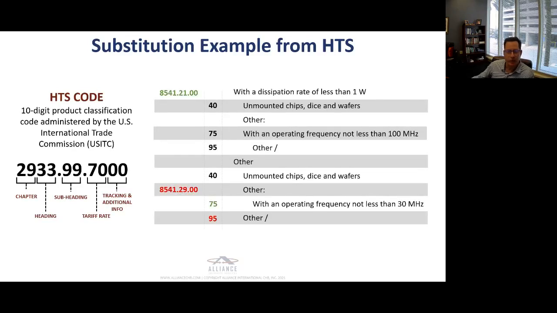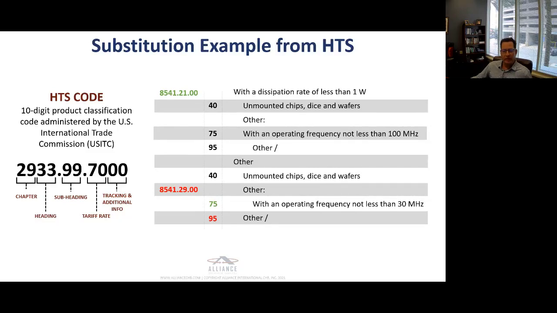And I'll give you a quick example of this, going back to an electronic component. These are unmounted chips, dice and wafers, high-tech components. So here we see the harmonized tariff schedule number. At the 8th digit, we have a breakout. So we qualify for drawback. We don't have to take it to the 10th because at the 8th, it doesn't begin with the other. If we move down here to 854129.2900, it begins with other at the 8th.